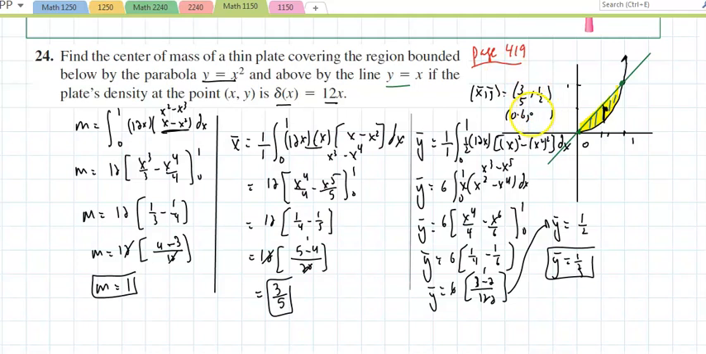And 1/2, of course, is 0.5. So this is 1. This is 0.5. 0.6 is about right there. And 0.5 is right there, so it's about right there. That's the center of mass.